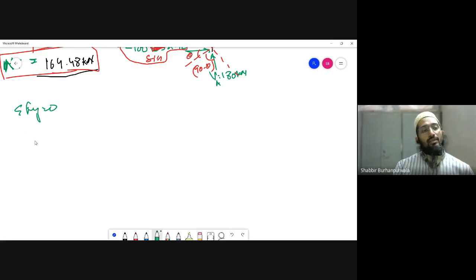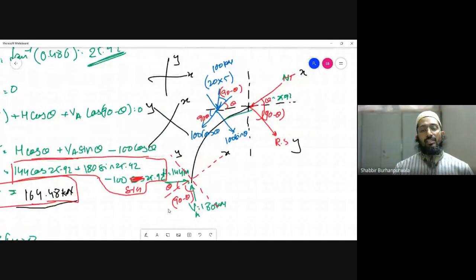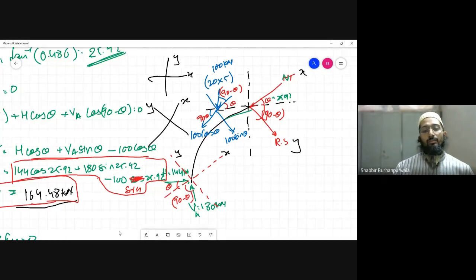So for summation Fy equals 0, minus the radial shear. The radial shear direction we are considering in the downward direction, so minus our radial shear which is acting. Then what are the other forces acting over here? At this support, we have this 144. In the y direction, I have to take this vertically downward, so minus 144 sine of theta, plus 180 cos of theta.